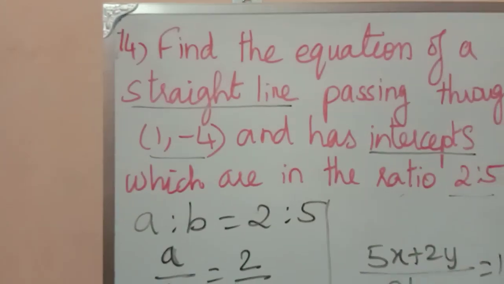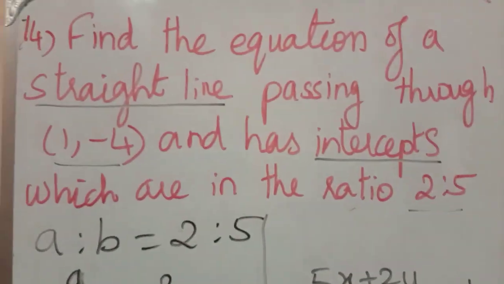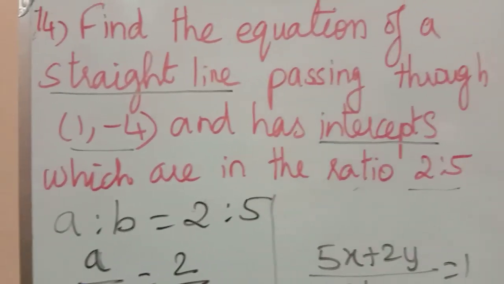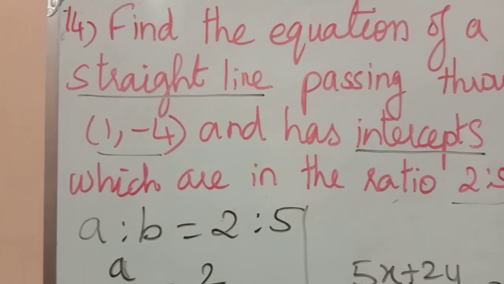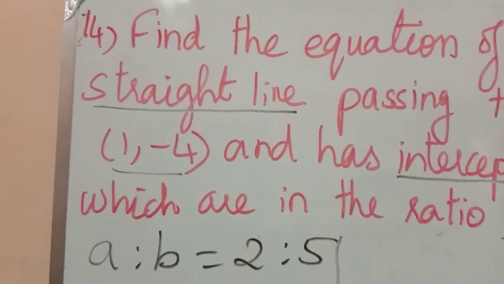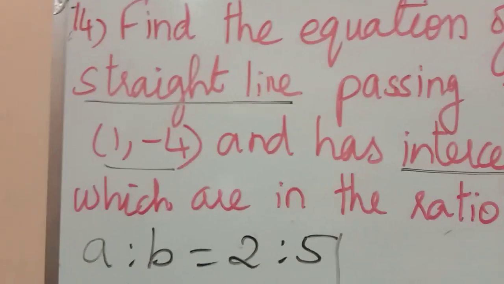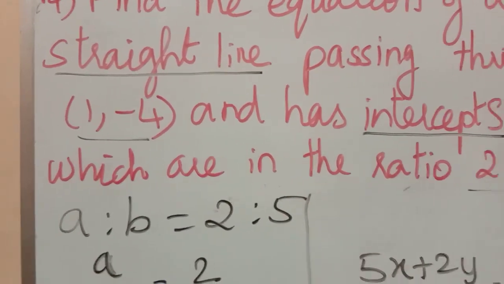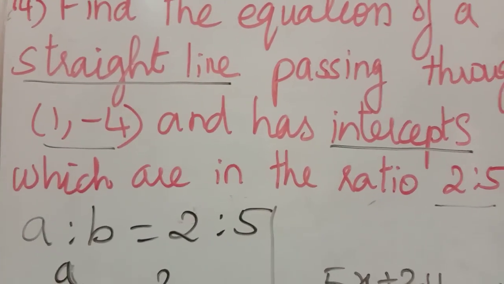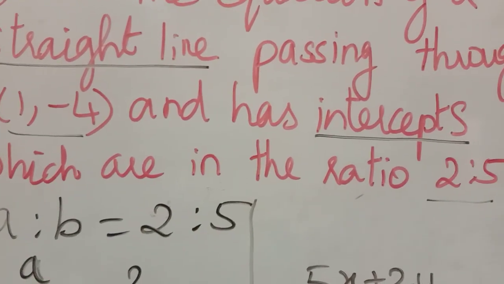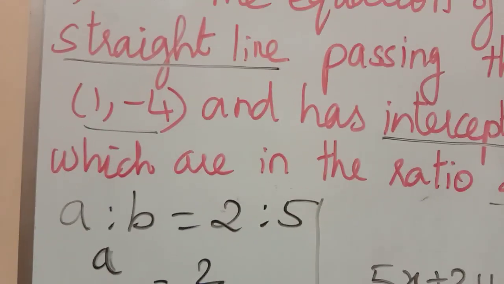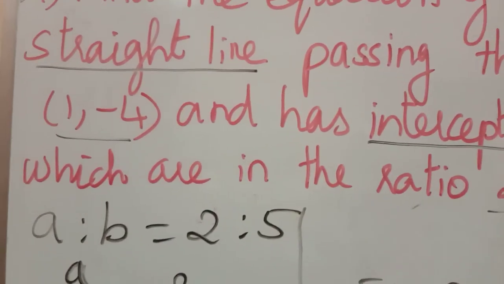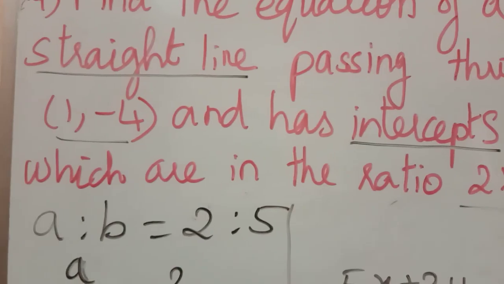Listen carefully. Find the equation of a straight line passing through (1, -4) and has intercepts which are in the ratio 2:5. So how to identify this question? They will ask to find the equation of a straight line. One point will be given, and one more condition will be about the x and y intercepts. If it is given like this in the question, we can identify this procedure.